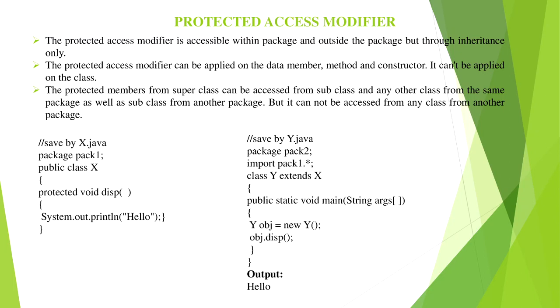Here the old class is X and the new class is Y. I am inheriting all the properties of class X into class Y, and writing the main method, creating the object of class Y as Y obj = new Y, and calling the method disp with the object of class Y, obj.disp. Obviously it will give you the output hello, not any compile time error, because the disp method is declared as protected and I am accessing it through inheritance only, and that's why there is no error and we get the same message, hello.